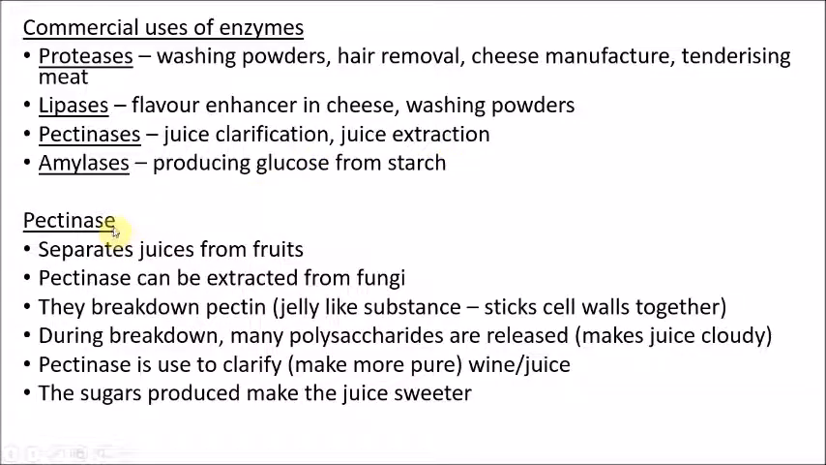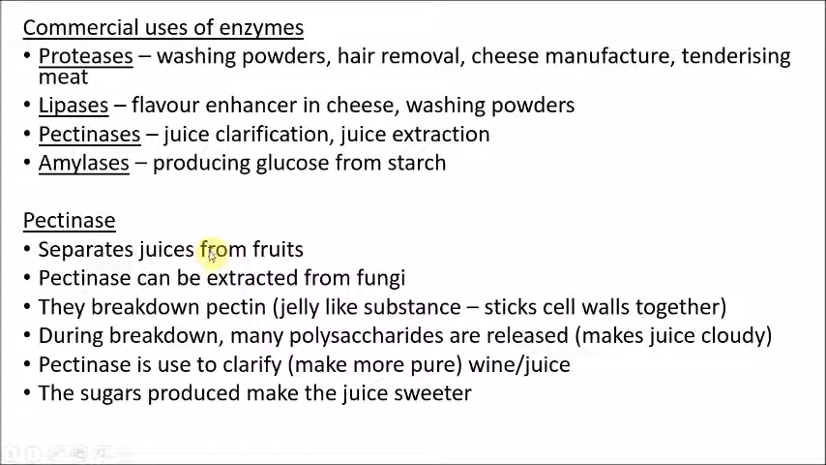Pectinase in more detail then. Separates the juice from a fruit. Now pectinase can be extracted from fungi. So you get a bunch of fungi, the microorganism, you can take the pectinase from that. Now they break down a thing called pectin in fruits. Now pectin is in a fruit, and it's a jelly-like substance that sticks the cell walls of the fruit together.